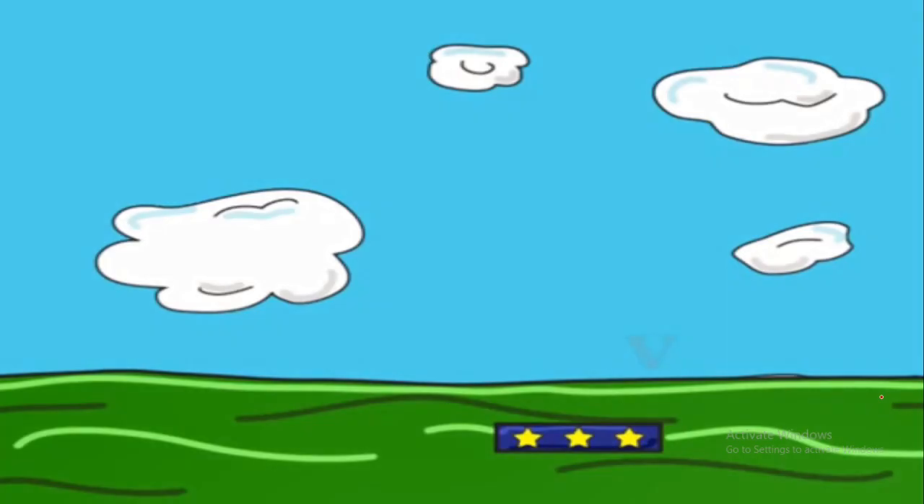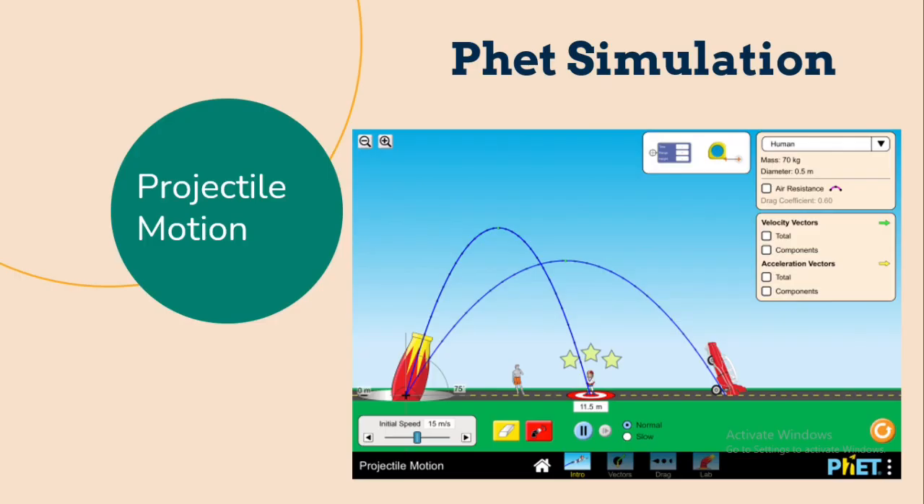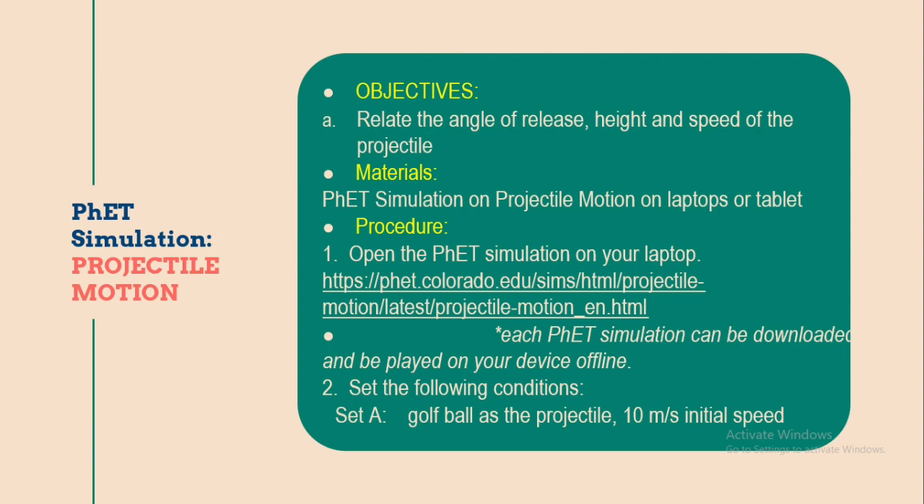As you can see on that velocity, we have the velocity x and the velocity y representing the angle of release. Now, for us to really know how projectile motion works, let us use this PhET Simulation. How are we going to use it? The objective is to relate the angle of release, the height, and the speed or velocity of a projectile and its range. The materials: PhET Simulation, using a laptop or tablet.